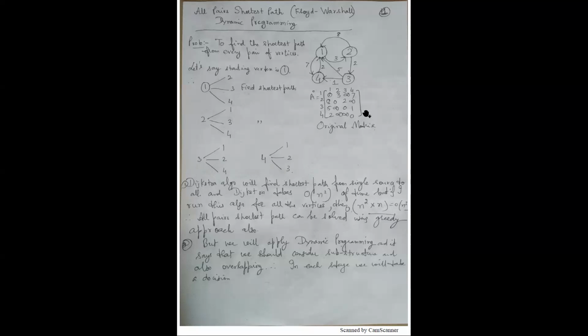All right. Now, Dijkstra's algorithm is also a very similar kind of algorithm. Dijkstra's algorithm will find the shortest path, but it will find the shortest path from a single source. That means, let's say I fix my starting node as 1, so I will find the shortest path of vertex 1 from all the vertices. But in the all pairs shortest path Floyd and Warshall algorithm, we will find out the shortest path of all the pairs.